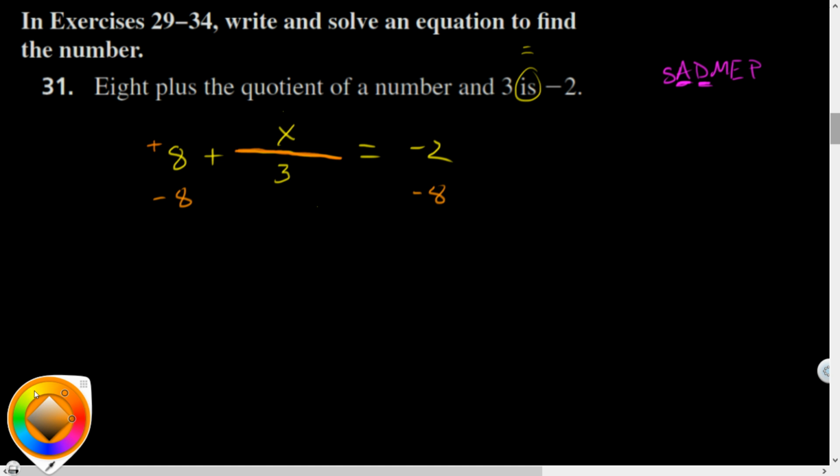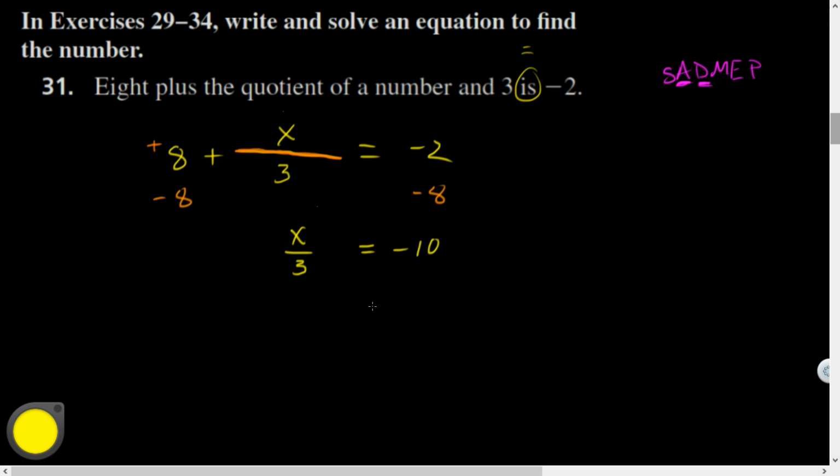So let's see. X over 3 equals, notice, oh, beautiful, these equal signs line up. Negative 2 and negative 8 becomes more negative. More negative. All right. Now this is tricky. What do I do to move that 3?